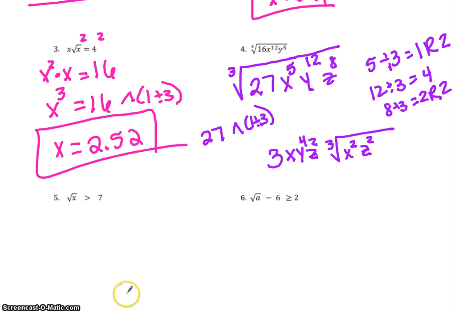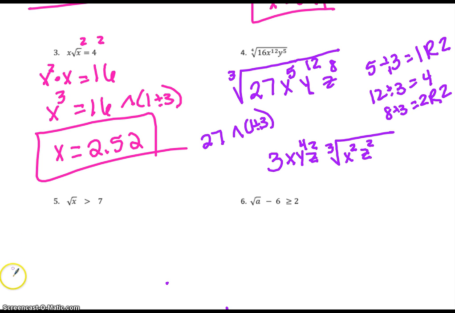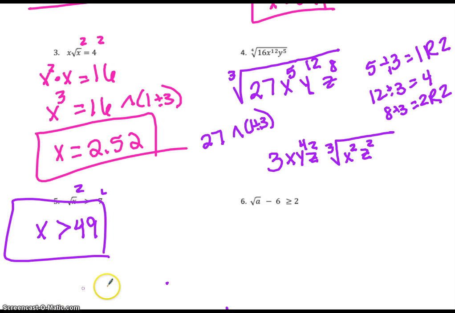So then you turn into inequalities. Remember, the only thing different here is if you multiply or divide by a negative, you flip the inequality. So we're going to start by squaring both sides, and so that gives me x is greater than 7 squared is 49. X is by itself, there's your answer.